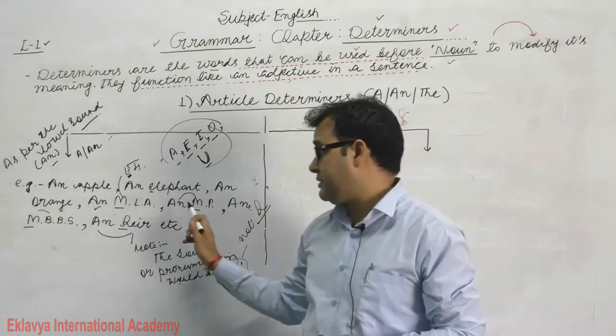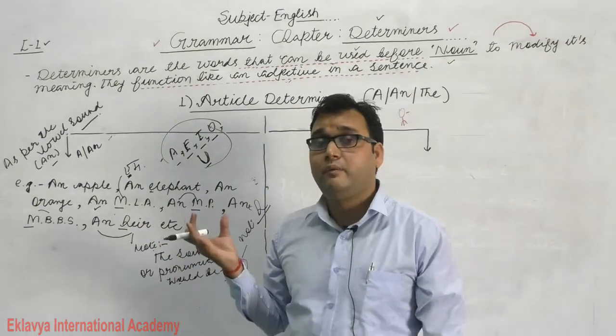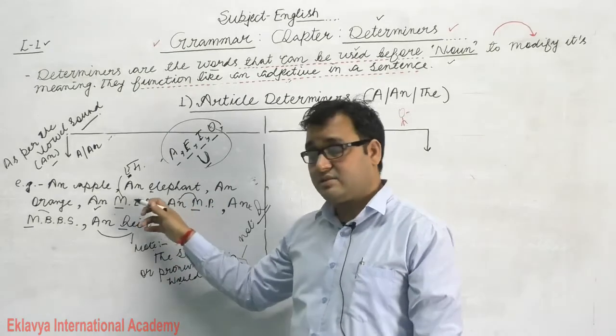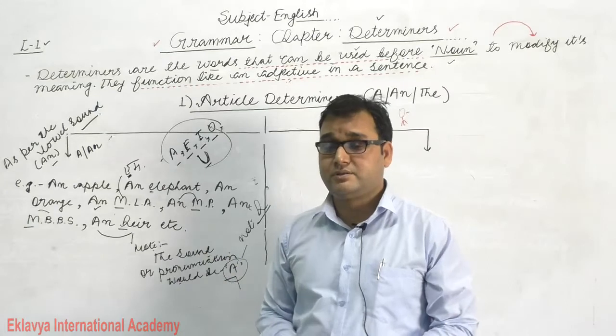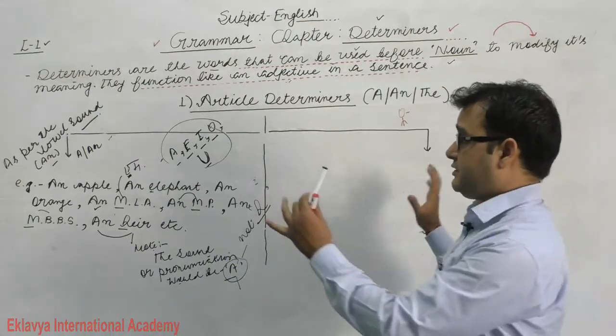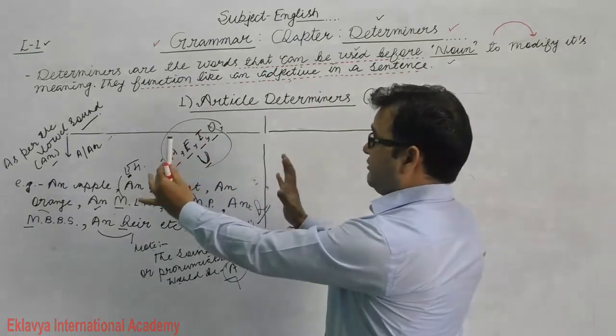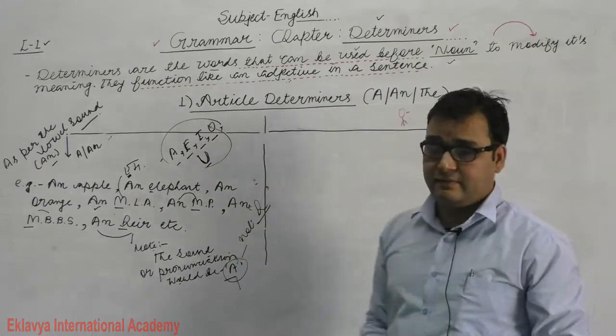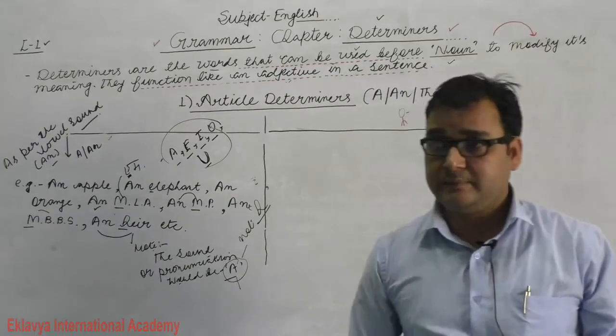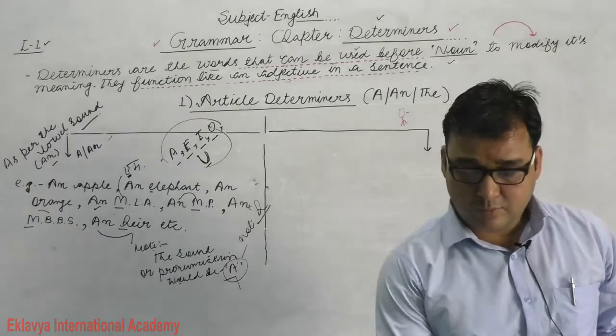That's why I have mentioned some letters that are basically consonants, but that have a sound of vowel. Okay, students, it's all about the class differentiation of your indefinite article or definite article with some examples. Let's have some more points, students.